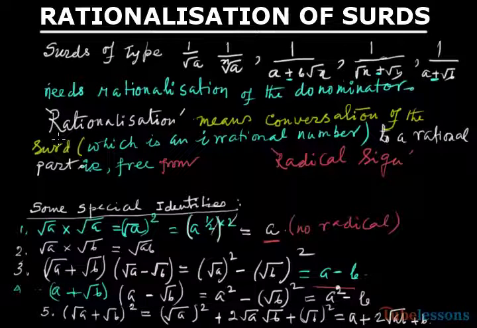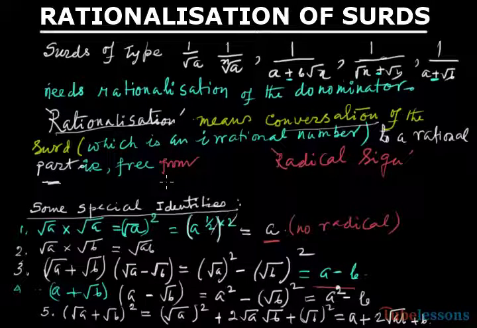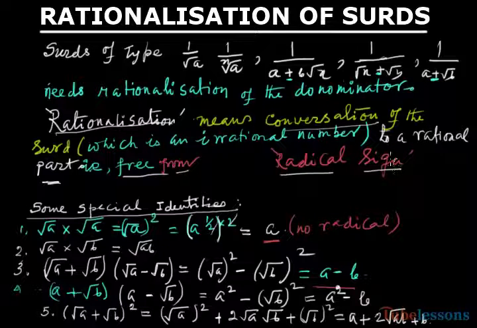Here the rationalization means conversion of surds to a rational part. That is, it will be free from any radical sign. Before we start the rationalization of surds, first I am discussing some important identities here.